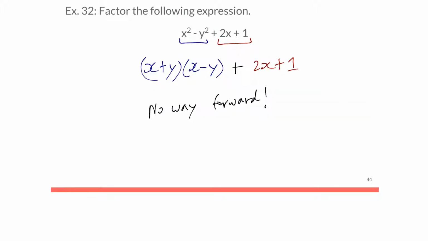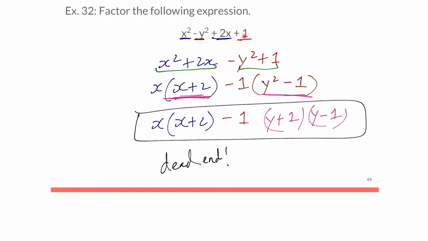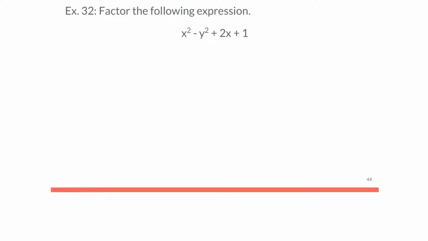Now, if you've tried, let's say, the first two and the last two and didn't get far, if you try the first and the third, second and the last, and also didn't get far, then it's time to try maybe grouping 3 terms at a time. Let's try which 3 terms we could group. There is an x squared, there's a 2x, and there's a 1. Let's group those 3 together. You can rewrite this as x squared plus a 2x plus a 1. And there is, let's say, a minus y squared.